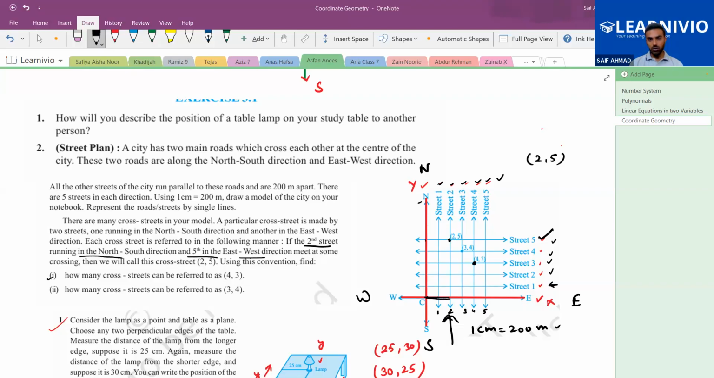Both the cross streets are marked in the figure above. They are uniquely found because we must use two references for locating them. So we can refer to two streets here: 4th street running in the north-south direction and 3rd street in the east-west direction.